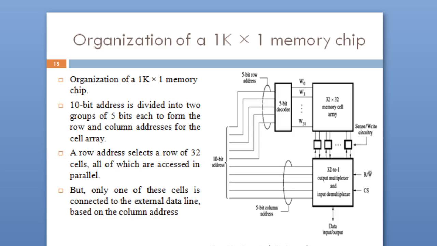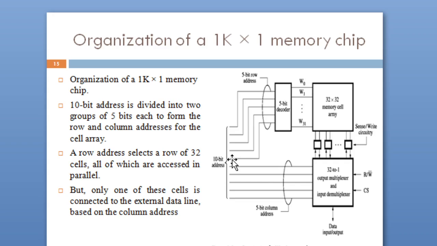Dear students, in this session we'll be discussing the organization of a 1K into 1 memory chip and static memories. This diagram shows the organization of a 1K into 1 memory chip. Here, the 10-bit address is divided into two groups of 5 bits each to form the 5-bit row address and 5-bit column address for the cell array.